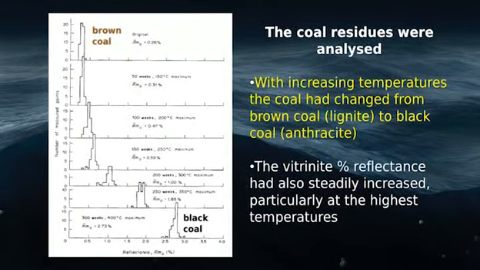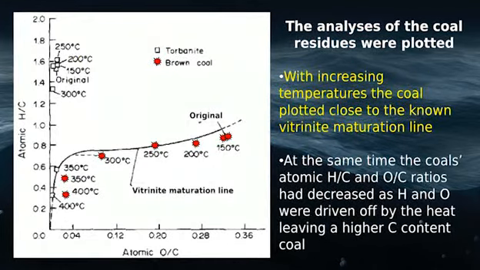We'd driven off all the water out of the system, and not only that, the vitrinite reflectance had increased. And what did we find? These coals plotted exactly along the line at which we find natural vitrinites in different coal beds would fit. So they realised that they had simulated this conversion of brown coal to black coal in just 6 years.